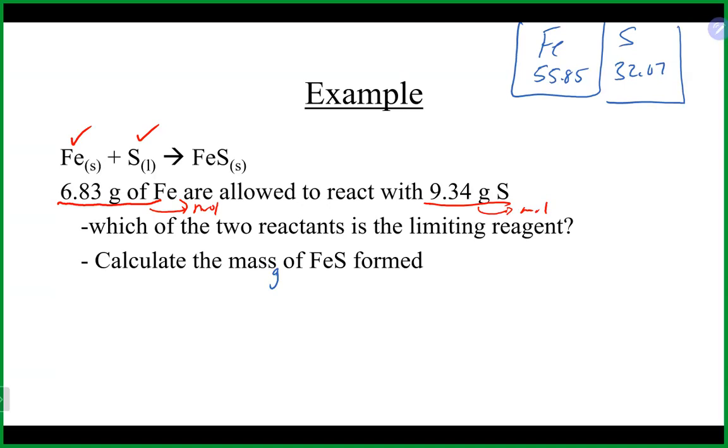So if we were going to do this problem, I think I'll do it over here. So we have our Fe plus our S, making our FeS. And in this case, we are starting with 6.83 grams of this guy, 9.34 grams of this guy, and we really want to know how many grams of our product we're going to produce in this case. So first things first, we want to balance the equation, which it is already balanced, so that's not too bad.